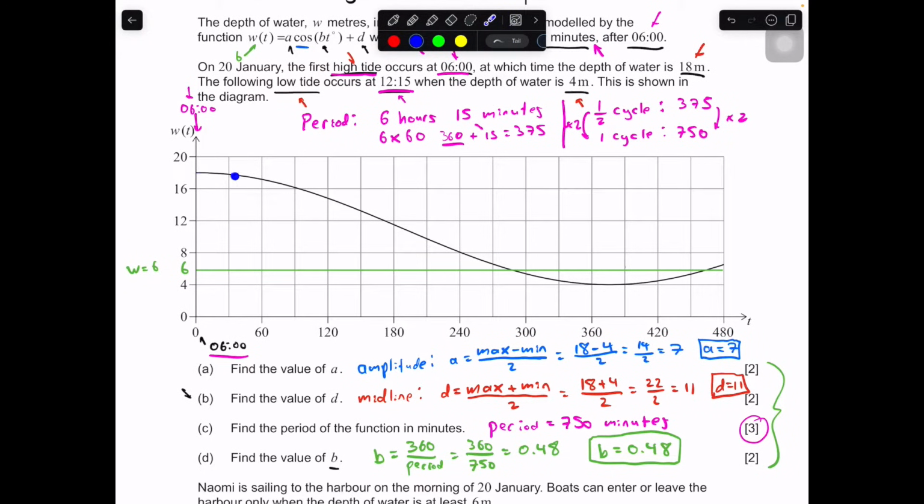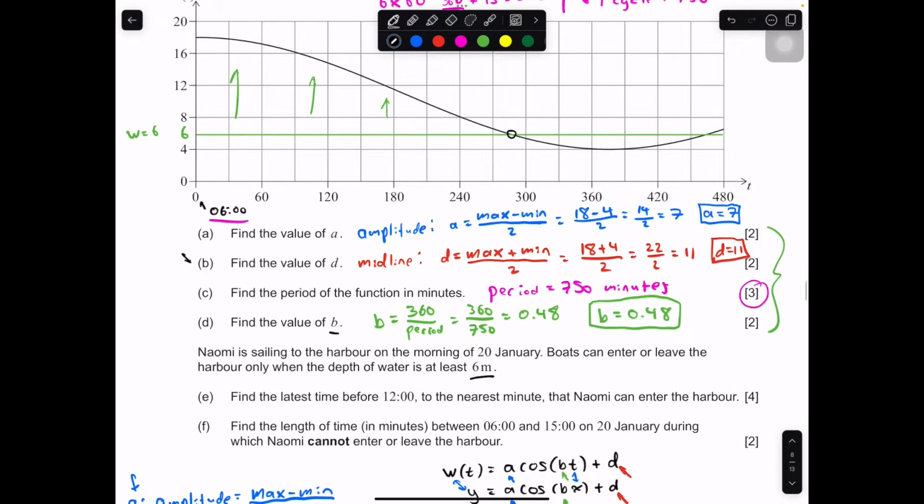Where can she enter the harbor? Well, she can enter the harbor here and here and here. The depth is at least 6, right? It's above this line. But after this time, now the water is less than 6 meters, so she can no longer go into the harbor. So really, what we would like to do is find the point at which the water goes from being above 6 meters to now below 6 meters. That's going to be the last time she can enter into the harbor.